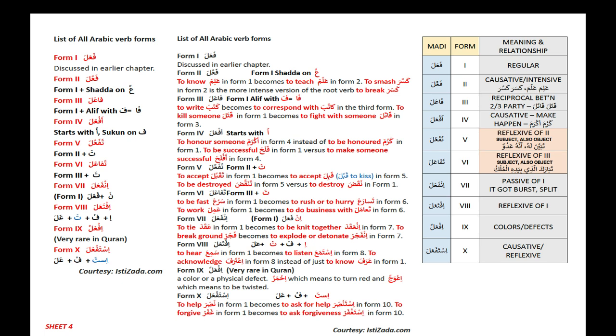For example, tabayyana lahu annahu aduwwun. It became apparent to him. Here annahu aduwwun sounds like it's an object. Tabayyana lahu, it became clear to him. What became clear? Annahu aduwwun, that he is an enemy. So you can see annahu aduwwun sounds like it's an object, maf'ul bihi.